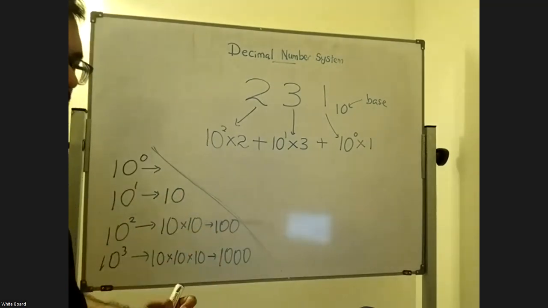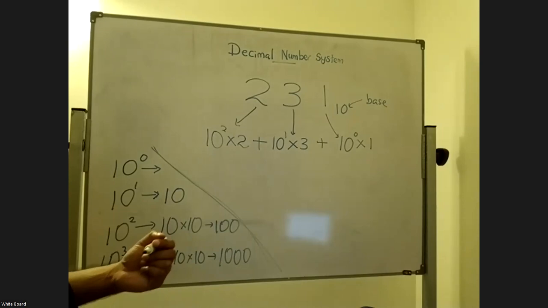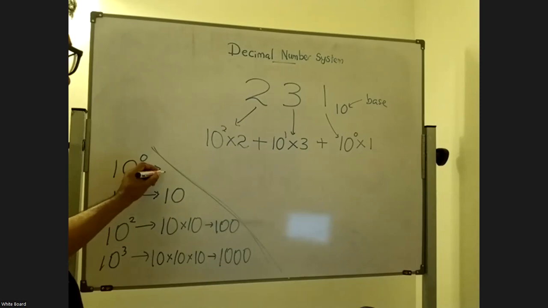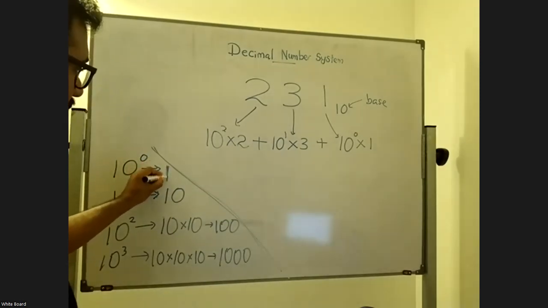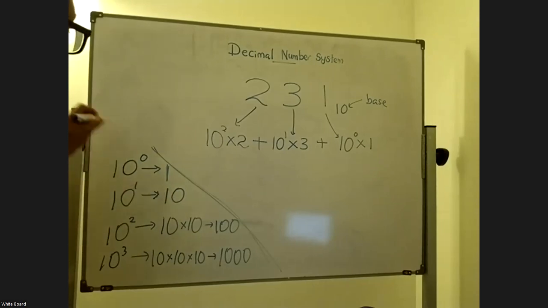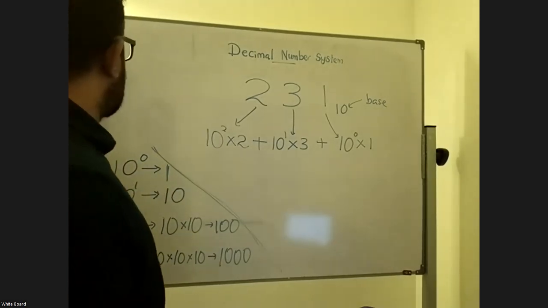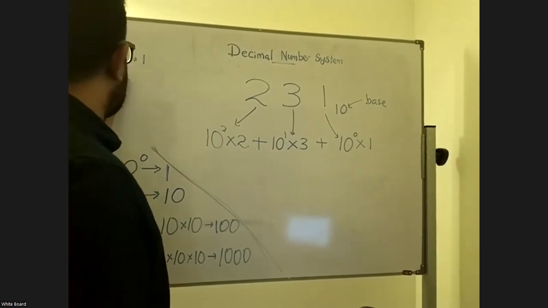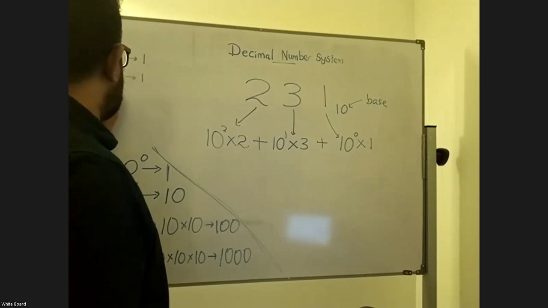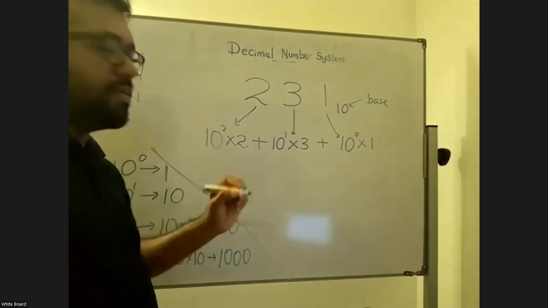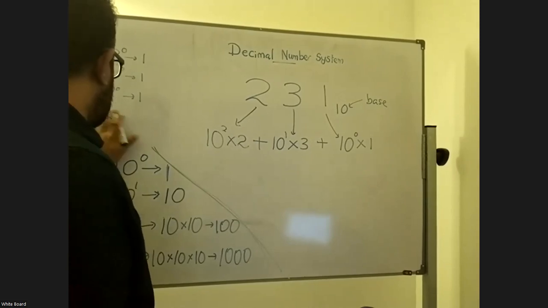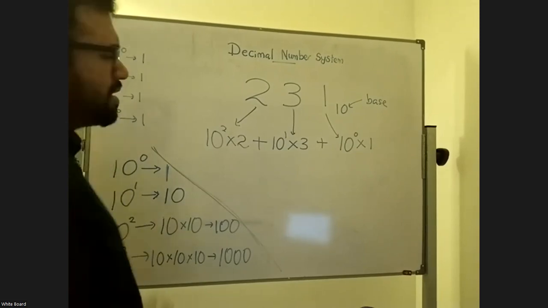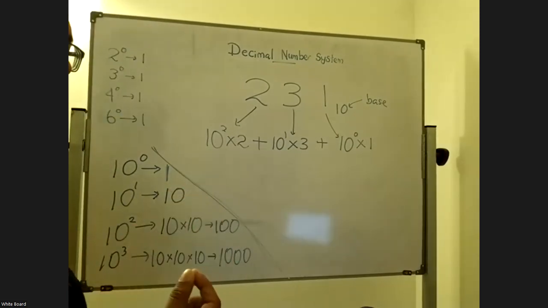Remember, any number to the zeroth power, whether it is 10, 9, 2, whatever, is going to be 1. So this is a principle, right? Remember that. 10 to the power 0 is 1. Then 2 to the power 0 is also 1. 3 to the power 0 is also 1. 4 to the power 0 is also 1. Even 1000 to the power 0, we will not go to that extent. We will go for 6 to the power 0, whatever, any zeroth power is going to be 1.